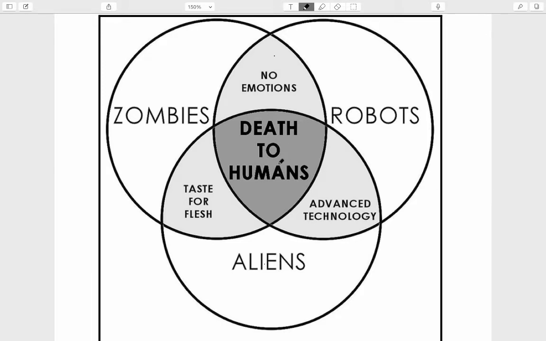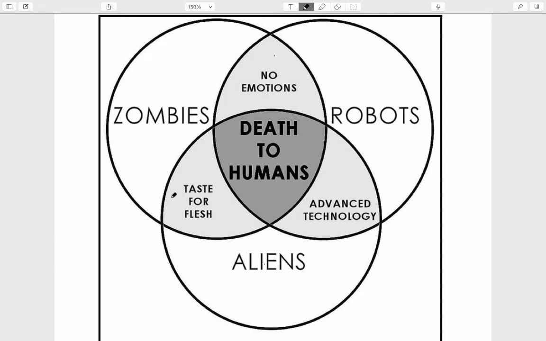There is indeed an overlap region contained inside all 3 circles. So death to humans is what is common to zombies, robots, and aliens. But there is also a region here that is common to zombies and robots. It's inside the zombie circle and inside the robot circle, but outside the alien circle, and that is no emotions.